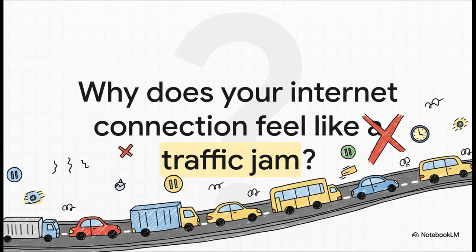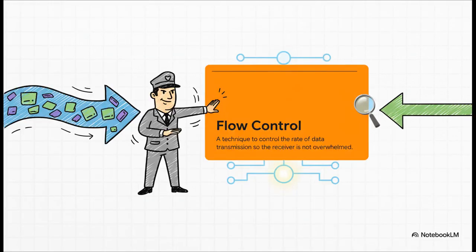So let me ask you this. You're streaming a movie, you're deep in a video call, and then buffering. Everything just grinds to a halt. It feels exactly like a traffic jam, right? Well, the reason why might surprise you. It's not always just about raw speed. A lot of the time, the culprit is something called flow control.